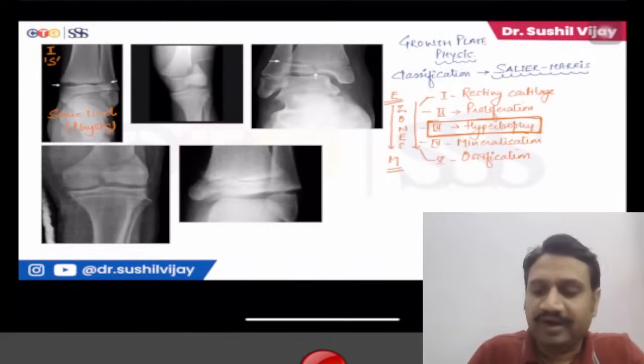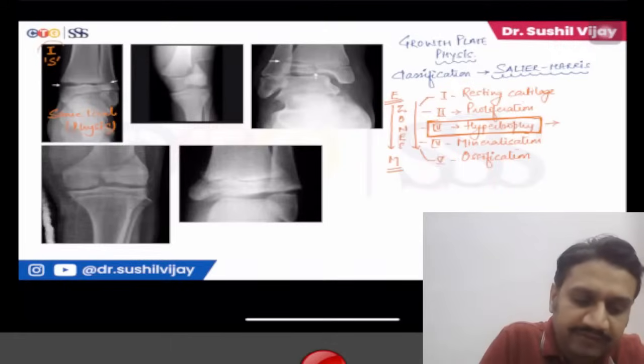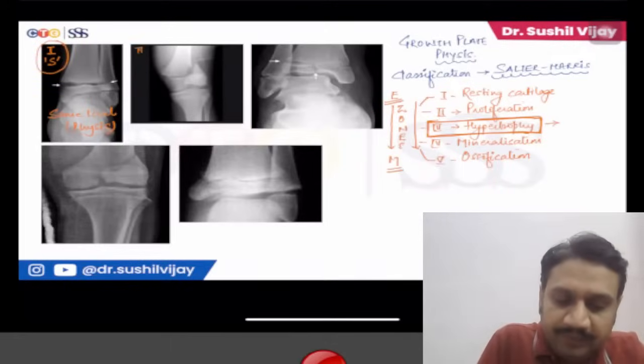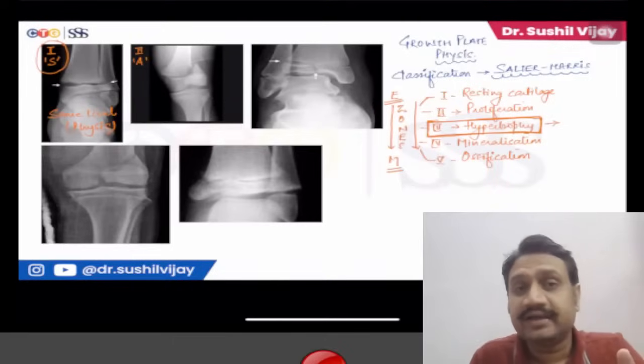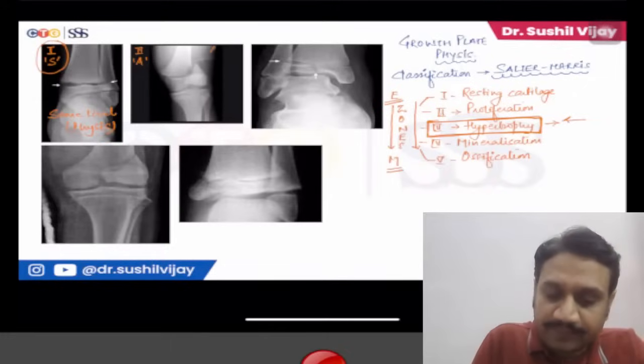So now see, the zone of hypertrophy is the weakest zone of the growth plate, and this is the area from where the majority of type 1 injury happens, right? This is S. Type 2 is A, and this was in your recent session of INI-SET exam question: the zone of hypertrophy, the weakest area. Then we have the second one as A. A here stands for above.